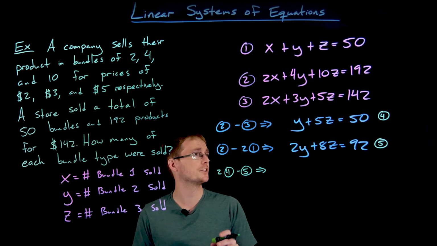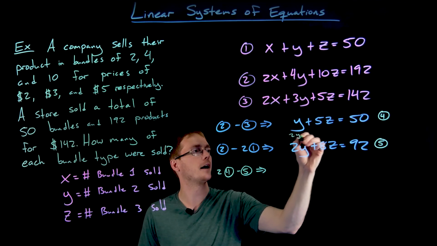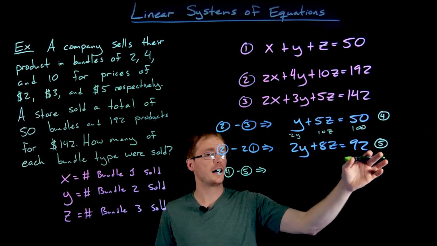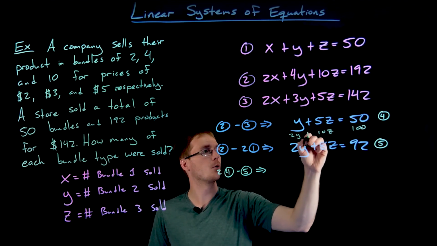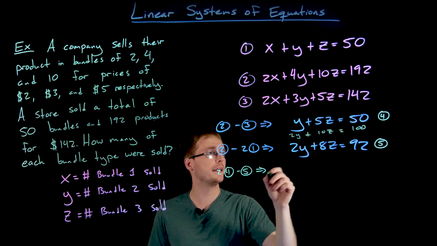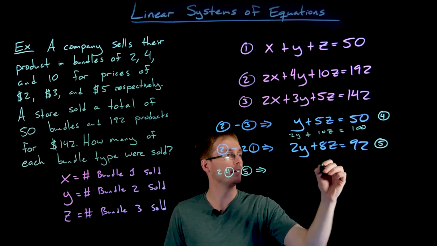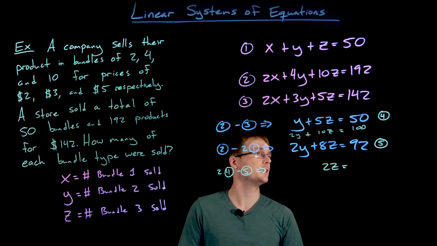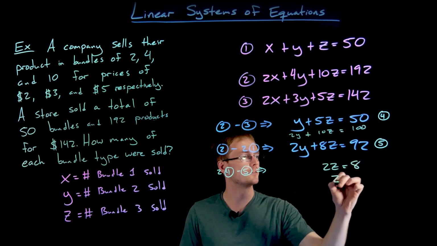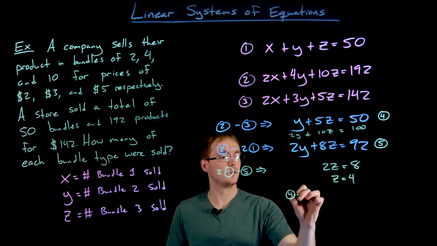So let's go ahead and perform these steps. So we're multiplying equation 4 by 2. That'll turn this into a 2y, a 10z, and a 100. So this 2 times equation 4 minus equation 5 is going to look like 2y minus 2y. That gives us 0 y's. Then we have 10z minus 8z. That'll leave us with 2z. And that's going to be equal to 100 minus 92, which is 8. So after dividing both sides by 2, we see that z must be equal to 4.